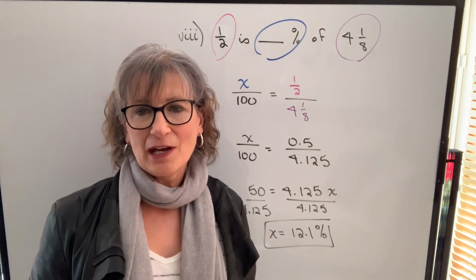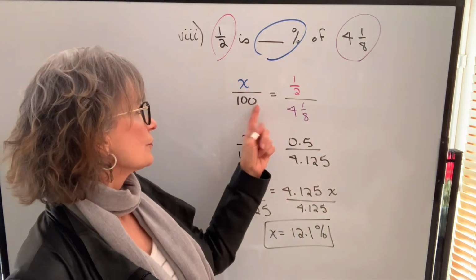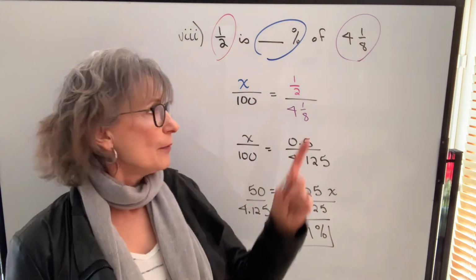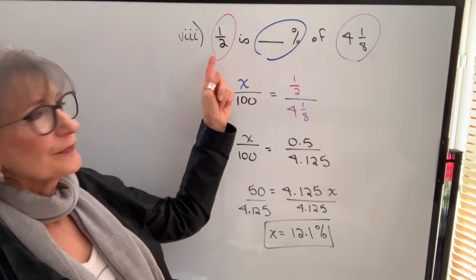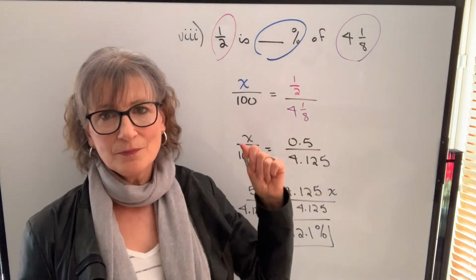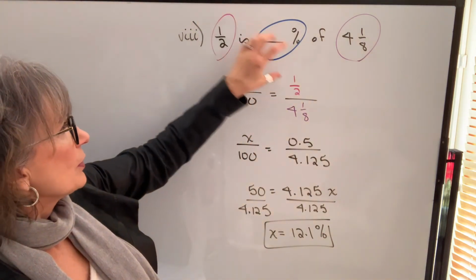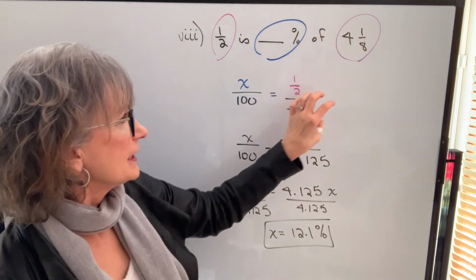Hopefully you're seeing the pattern. Percent always goes over 100. Amount always goes over the base. If the problem is written in this form, the is number is the amount, the of number is the base.